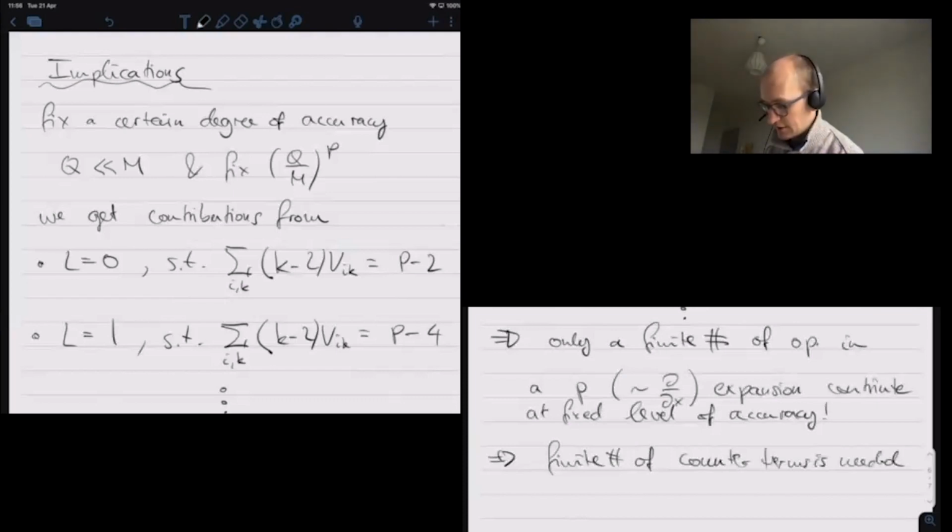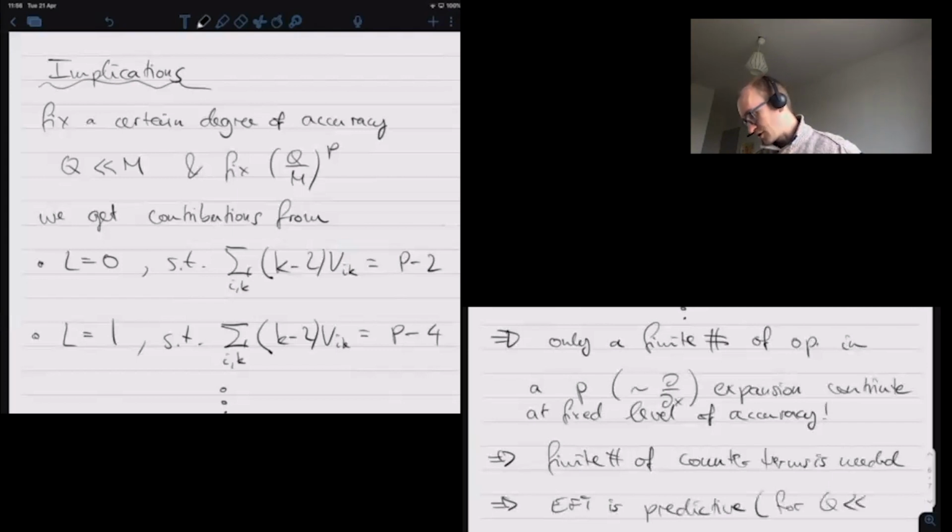And so therefore, this EFT is predictive. But always, of course, only for processes which are below, let's say, our cutoff energy, lambda. Now, because I only have like 5 minutes left, let me actually do these examples, and then I will open the floor for questions of a more conceptual nature.